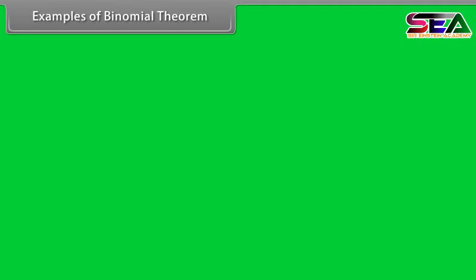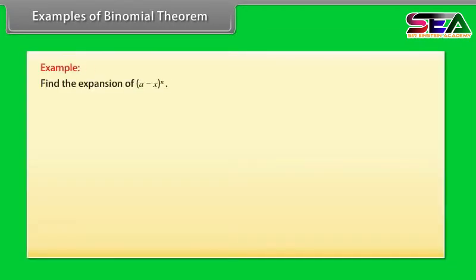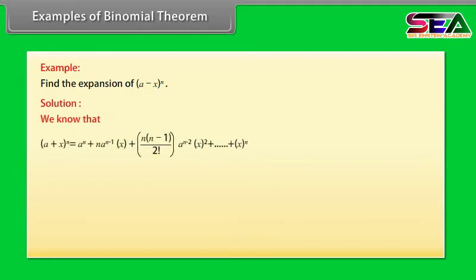Examples of binomial theorem. Example: find the expansion of (a - x)^n. Solution: we know that (a + x)^n = a^n + n a^(n-1) x + n(n - 1)/2! a^(n-2) x^2 and so on up to x^n. Put x = -x in the above expansion.